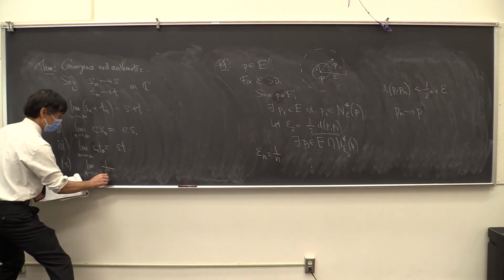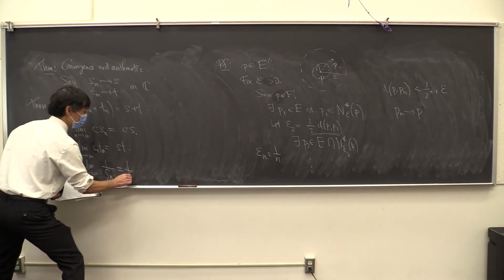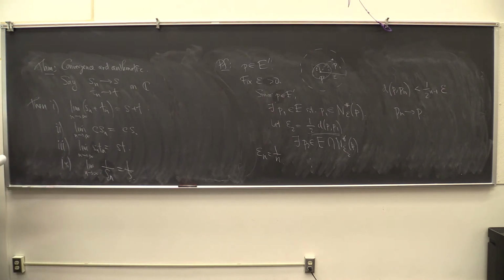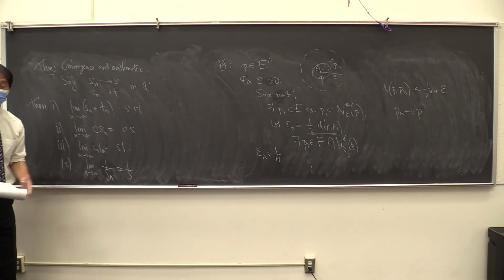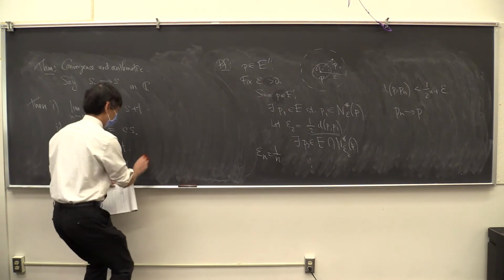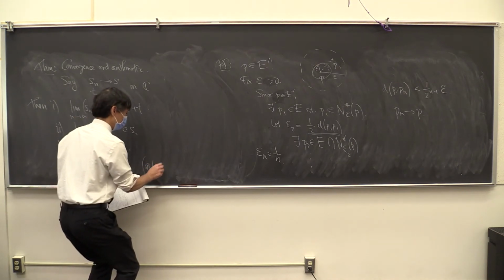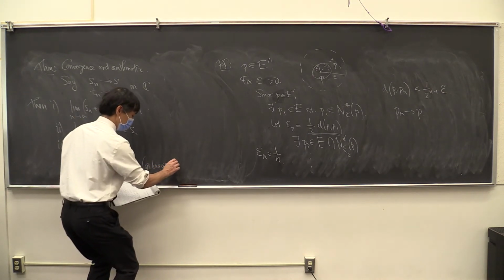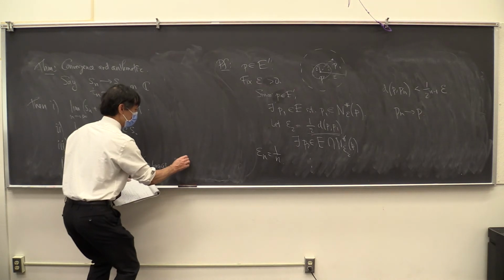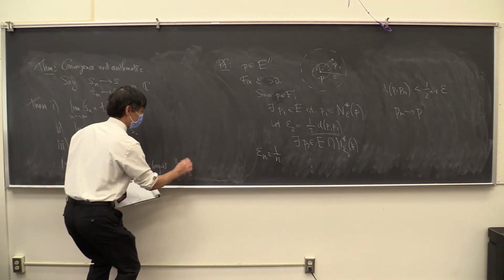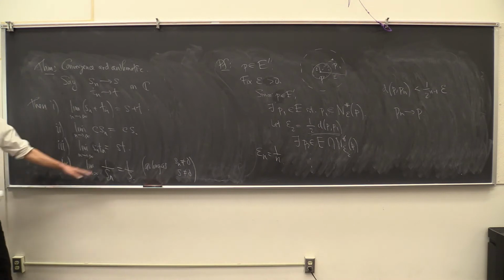The limit of the reciprocal equals the reciprocal of the limit, which gives you the quotient statement, as long as the Sn are all non-zero and S is non-zero. Yeah, as long as this makes sense.